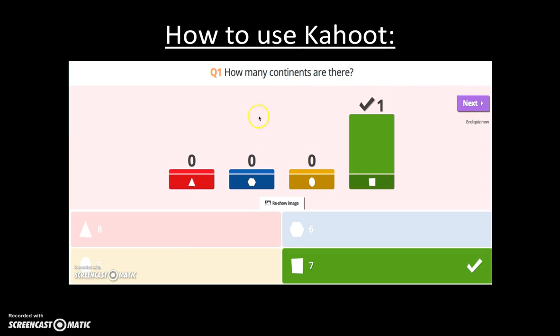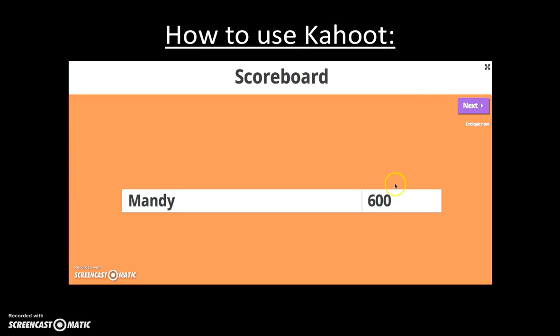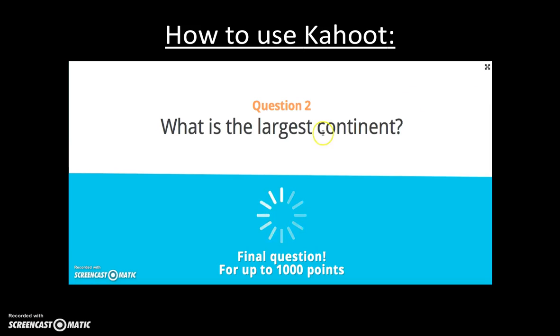So this is the immediate feedback that the teacher gets. Who got it right, who got it wrong, and that is how many points I earned. I earned 600 points. Okay, then we're going to go to our next question.